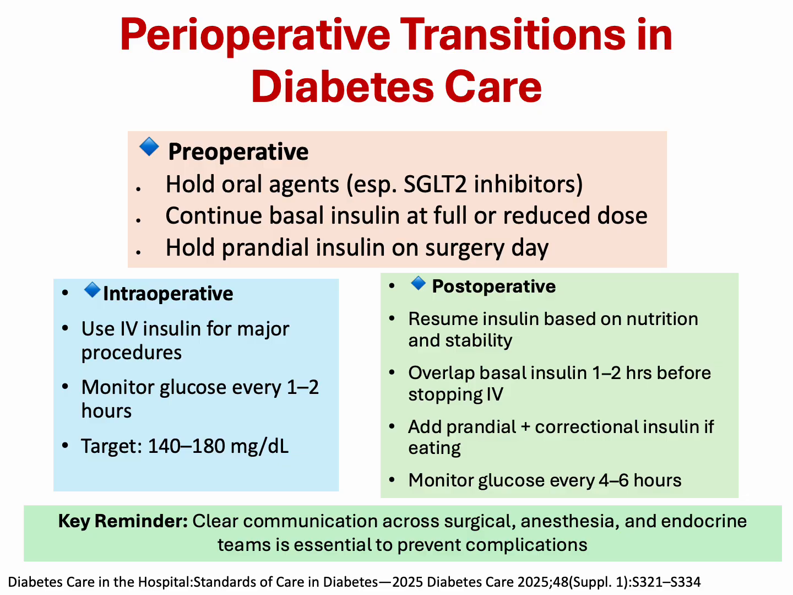Now, during surgery, IV insulin is preferred for major procedures, but this will depend on the blood glucose control of the patient before the surgery, with glucose monitoring every 1 or 2 hours. Now, after surgery, resume insulin based on nutrition and stability, overlap basal insulin before stopping IV, and add prandial and correctional doses if the patient is eating. Clear communication across teams is key to safe glycemic control. The key reminder here is clear communication across surgical, anesthesia, and endocrine teams is essential to prevent complications.